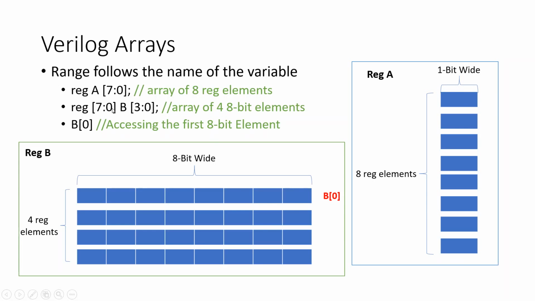An example of mixing our vectors and arrays is we have a reg that is 8 bits wide, and there are 4 of these. Together we have an array of 4 8-bit wide elements, which again we can see visually down here below. So we have 8 bits, and then from here we have 4 of these 8-bit wide elements. Now if we want to access the first set of 8 bits, we simply call B bracket 0.